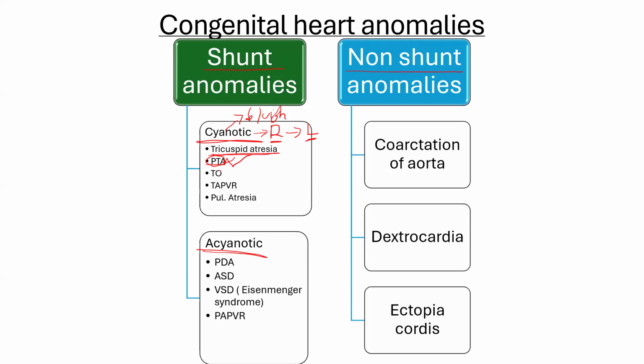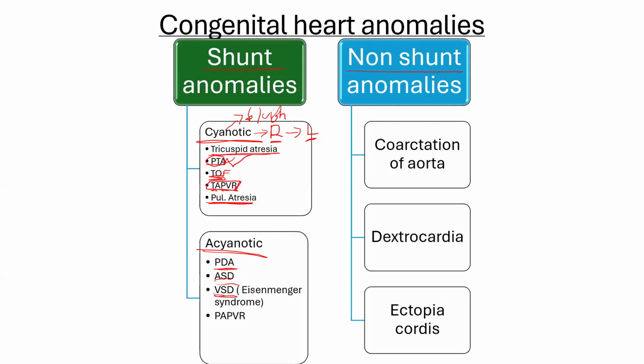This should have been a TOF. TOF you have seen. This is total anomalous pulmonary venous return. Find an image, either a cartoon or radiographic. Pulmonary atresia: the pulmonary trunk will be completely blocked off. As acyanotic, we have PDA, patent ductus arteriosus, ASD, VSD.